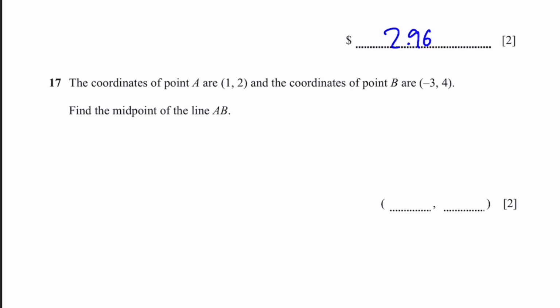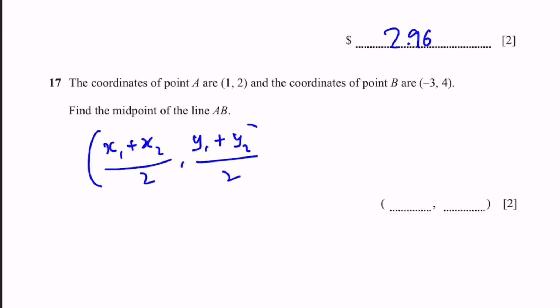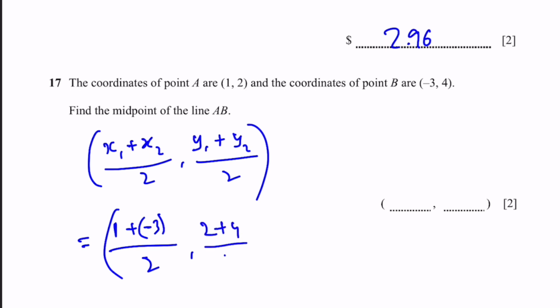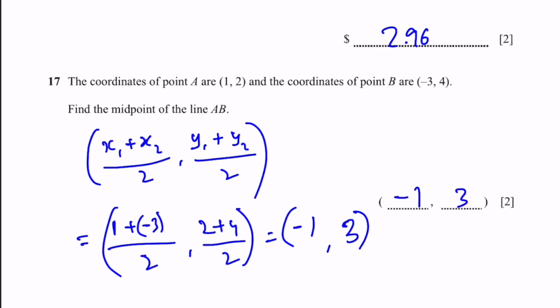Question 17. The coordinates of point A are 1, 2, and the coordinates of point B are -3, 4. Find the midpoint of line AB. So the midpoint is equal to x1 plus x2 by 2, y1 plus y2 by 2. That's the midpoint. So that'll be equal to 1 plus minus 3 by 2, 2 plus 4 by 2. That'll be simply -1, 3. That's the answer.